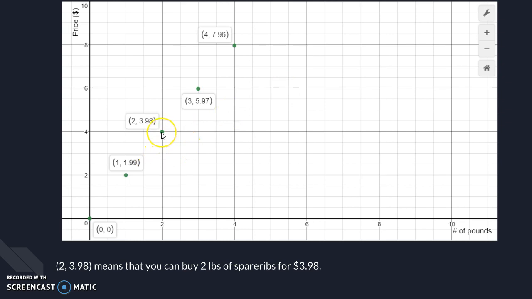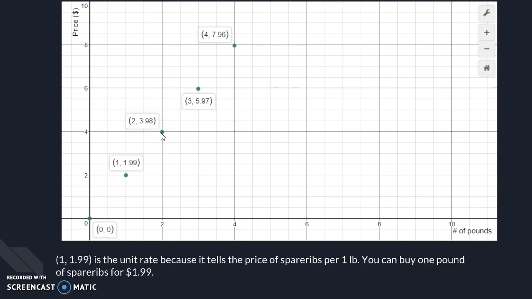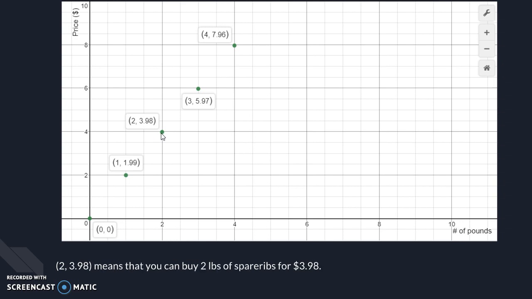As I previously explained, I'm picking 1 point from my graph to make sure that you understand what it means, and that point is 2, 3.98. So this point means that you can buy 2 pounds of spare ribs for $3.98. And this is because on my x-axis down here, I've labeled it number of pounds, because the number of pounds I buy is completely independent. It's my independent variable. On my y-axis, however, my price is the dependent variable. The price I pay depends on how many pounds I buy.